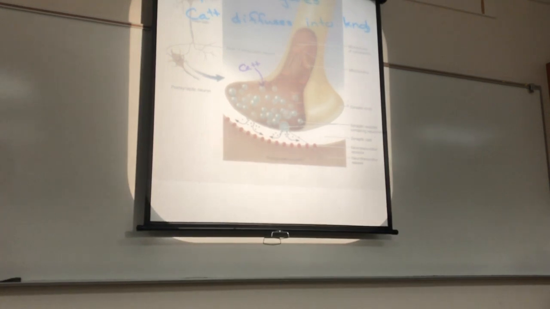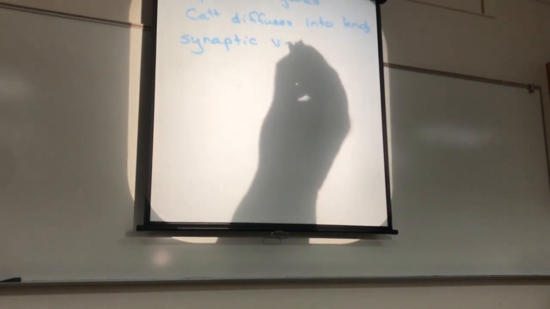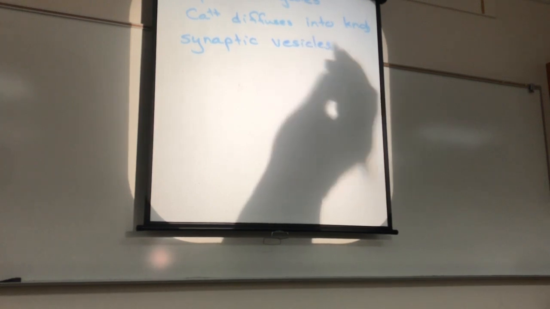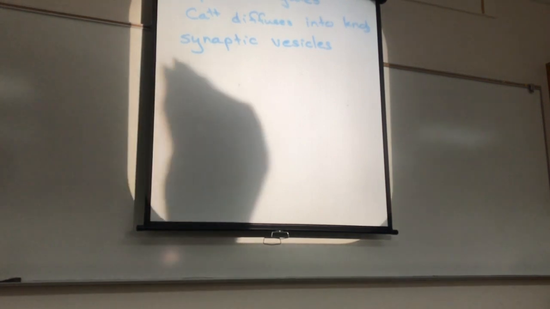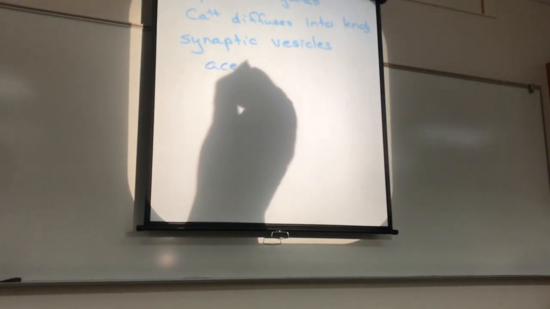Now, one of the reasons why the knob is kind of larger and lumpier than the rest of the axon is that located down here inside the knob are thousands and thousands of little tiny organelles, little membrane-bound packets called synaptic vesicles. Now these organelles, these little bubbles of membrane inside the synaptic knob, contain many, many molecules of a substance called acetylcholine.